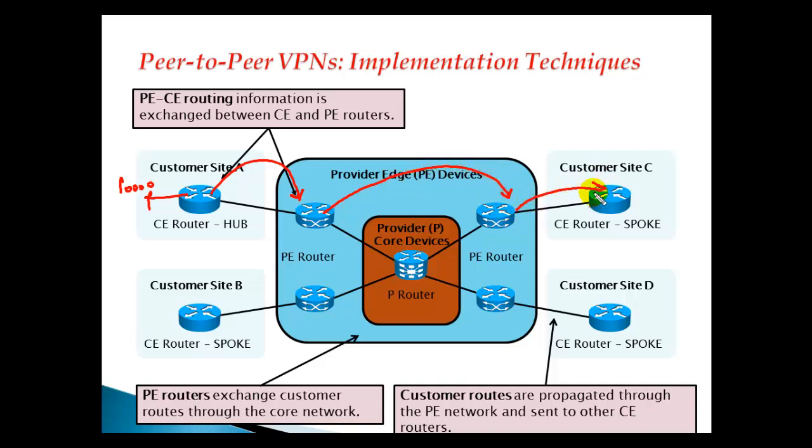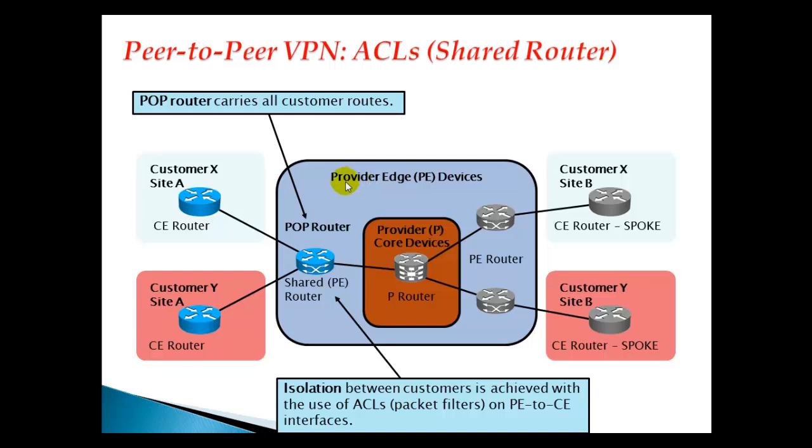and then this PE again sends back the customer routes. This is how your P2P is going to work. But now let's take an example in this diagram. Now there might be a possibility that you have more than one customer connecting on the same router.